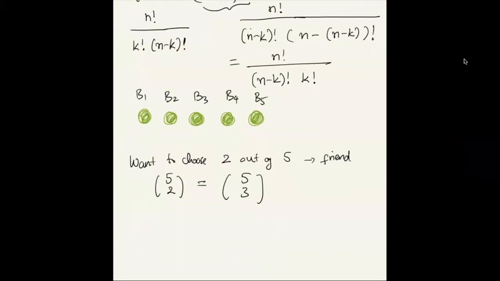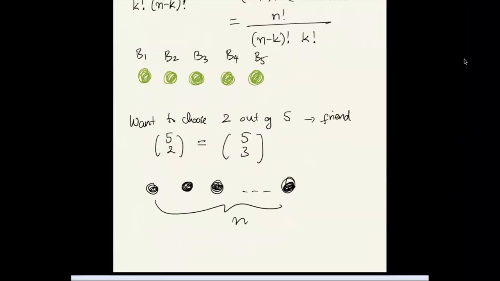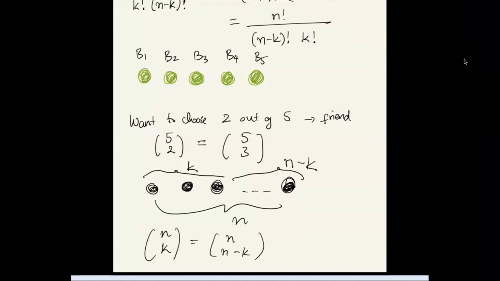And then we can generalize it. Let's say now you have n balls, and you want to choose k balls to give to your friend. Let's say you choose these k balls to give to your friend. Then what is it equivalent to? It is equivalent to choosing the remaining balls, which is n minus k, to not give to your friend. So that's why these 2 expressions are equivalent.